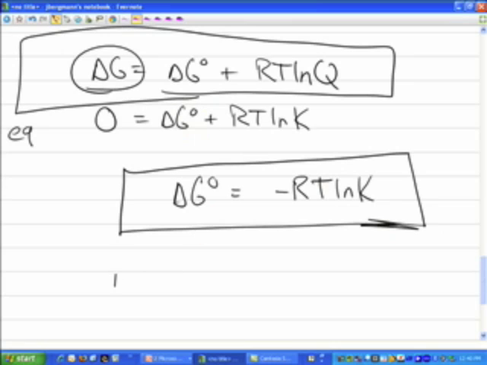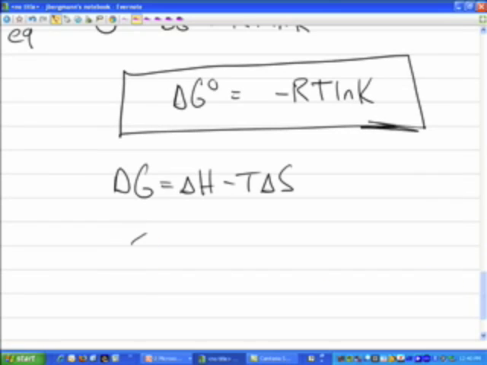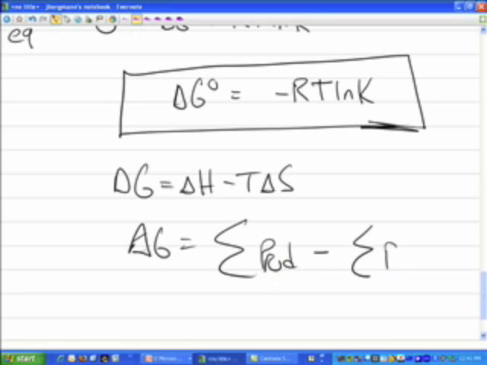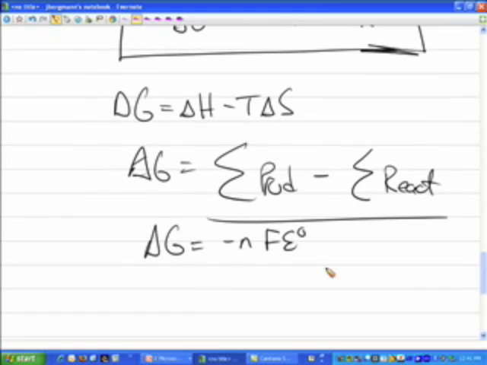And while we're at it, delta G is also delta H minus T delta S, and we can find it with products minus reactants. Delta G is the sum of the products from the back of your book minus the sum of the reactants. There's also delta G equals negative nF E naught. We're going to learn about that one in chapter 17, which is our next chapter.